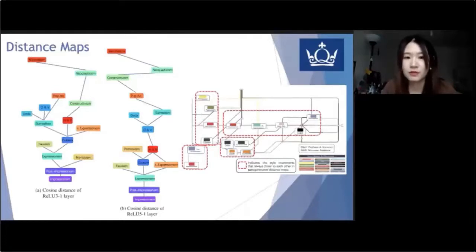To have a closer observation, figure A and B share several same characteristics. For example, Impressionism and Post-Impressionism are always close, which explains they are very similar in low-level and high-level features. In the referred style map, we use red blocks to indicate the style movements that are always closer to each other in both generated maps. We have more detailed explanation towards the style characteristics corresponding to the distance maps in our paper.